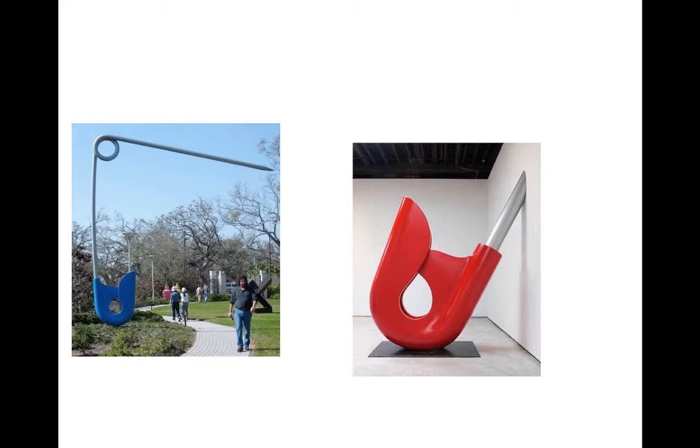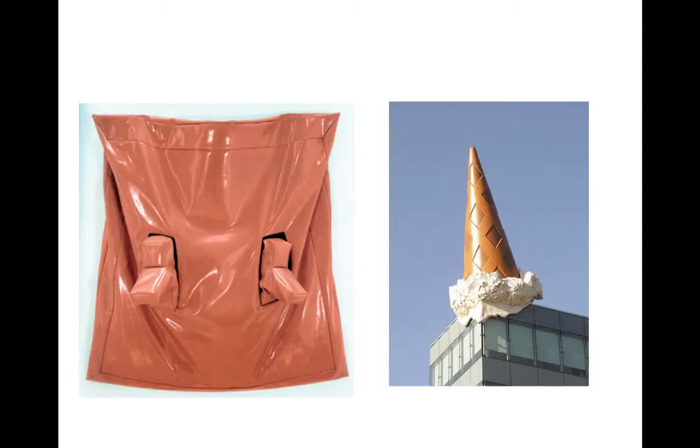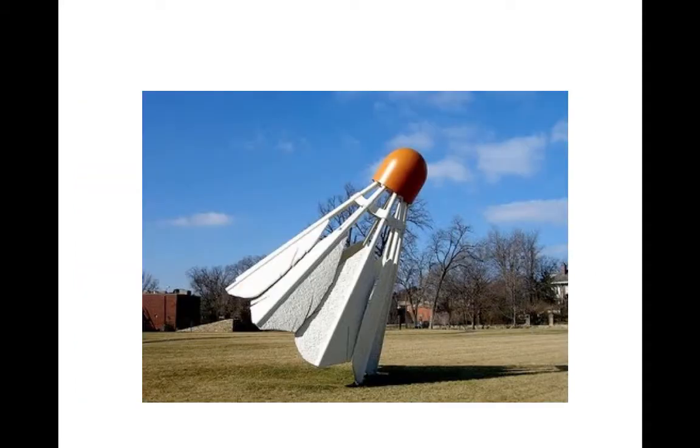So he's playing with a few things, right? These are very different. These are hard. These are shiny. They're completely hard and not soft, and they're completely out of context. A safety pin acting as an archway is kind of interesting. Here's a soft light fixture and an ice cream cone on the top of a building turned upside down. A shuttlecock. For those of you who've been to Barstow, right? This is familiar to you.